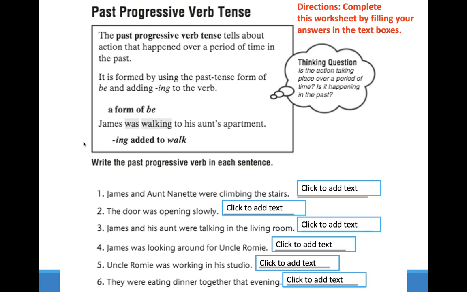Okay, now it's your turn. You guys are going to click on the box, fill in the past progressive verb in each sentence. Okay, and if you have any issues with clicking the box, that you can't click and type in it, please message me on the Teams board and I will definitely log into your account with you and I will show you how to click and drag and make a new box and make sure that you can enter your answer.